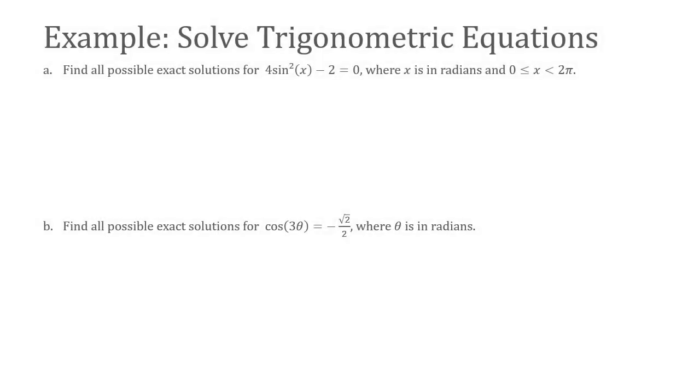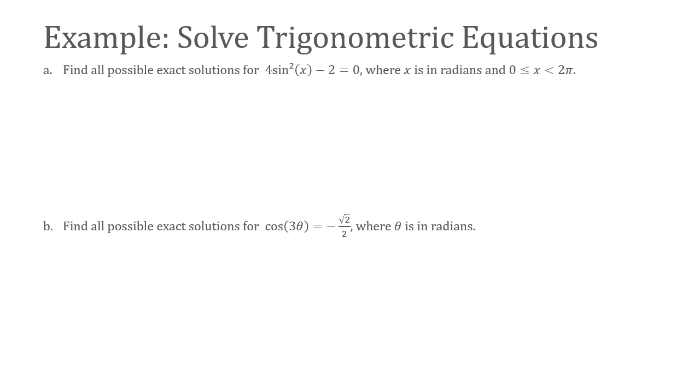Now let's solve trigonometric equations that are a little bit more complicated than what we've seen so far. This first one says to find all possible exact solutions for 4 times the sine squared x minus 2 equals 0, where x is in radians and the angle x is between 0 and 2 pi.